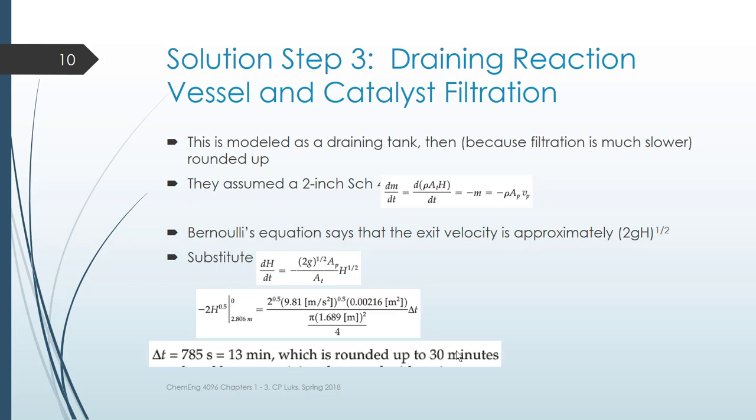And if you assume that you're going to use a Schedule 40 pipe, and a 2-inch Schedule 40 is a pretty common value there, you can get a linear velocity, okay? And then use Bernoulli's equation, substitute that into the model for a draining tank. This is something that you should have seen in earlier courses, and integrate solving for H, and we end up with 13 minutes. You round it up to 30 minutes. Yeah, we're good, okay? So we can drain our tank. We've got a plan for that with a 2-inch Schedule 40 pipe.